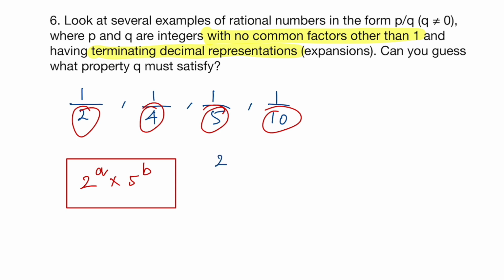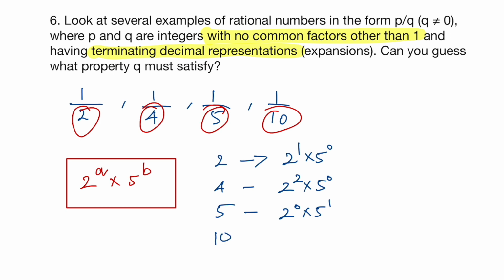Let me check. We have 2, which can obviously be represented in this form. It's 2 power 1 into 5 power 0. 5 power 0 is 1 and that gives you 2. Now the second number is 4, which obviously is 2 power 2 into 5 power 0. And the third number is 5, that is 2 power 0 into 5 power 1. And the last number we have is 10, which is 2 power 1 into 5 power 1. That gives you 10.